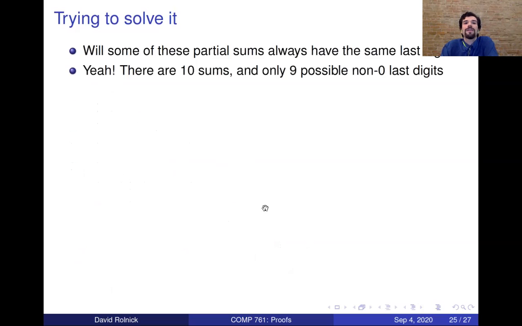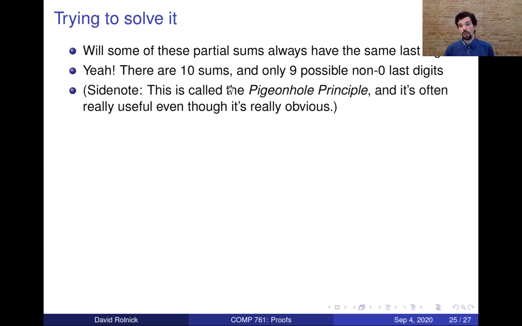Huh. So, as somebody has pointed out in the chat, this is called the pigeonhole principle. That's because if you have 10 pigeons and 9 holes to put them in, then you're going to have 2 pigeons in the same hole. Really, this is the name of a mathematical theorem. It's really simple, it's really obvious, but it's super useful. So does this actually prove it? Are we done for 10 numbers?